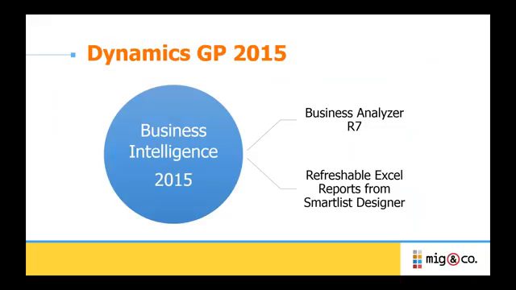I had mentioned before about the Business Analyzer. I'm going to show you a little screenshot of that so that you can see what that looks like. It's really nice if you're using GP 2013 R2. You can go ahead and even after a call, you'll be able to download that. They've made improvements to the Business Analyzer with version R7 that just improve the functionality of that, but that was also available in the prior version. And then the refreshable Excel reports that are in SmartList Designer. So let's go ahead and go to the next page.